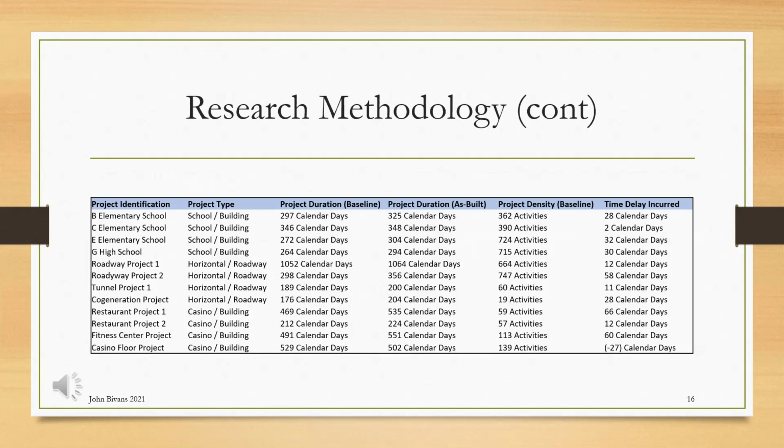This table outlines each of the projects through a unique identification system, each of the project types, 4 being of the school building type, 4 being of a horizontal or roadway type, and 4 being of a casino building type, the total project duration of the baseline schedule, the total project duration of the final as-built schedule, the project density, meaning the number of activities in the baseline schedule, and the time delay incurred, which was calculated by measuring the variance between the finish date of the as-built schedule and the finish date of the baseline schedule.